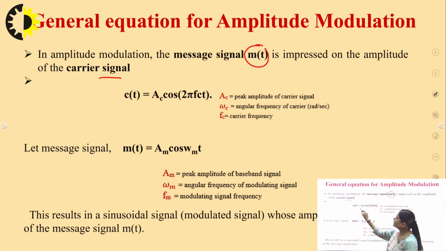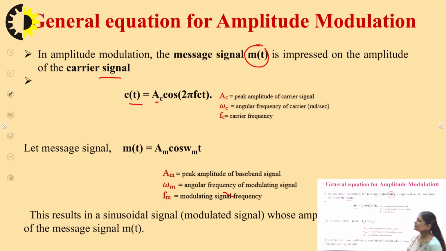Now, students, you can see here the carrier signal is denoted by c(t) because it is varying with respect to time. The signal is denoted as Ac cos 2π fc t. The peak amplitude of the carrier is Ac. The angular frequency of the carrier is omega c, and fc is the carrier frequency. So this carrier signal has the maximum amplitude Ac.